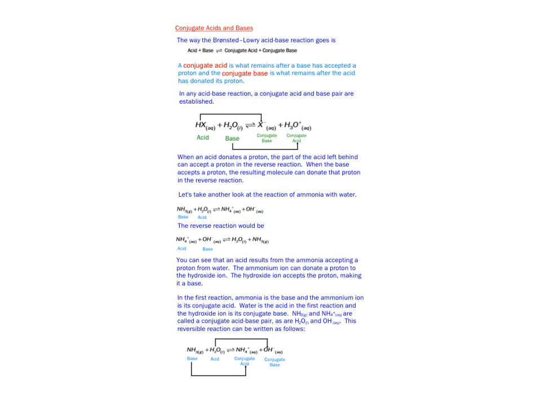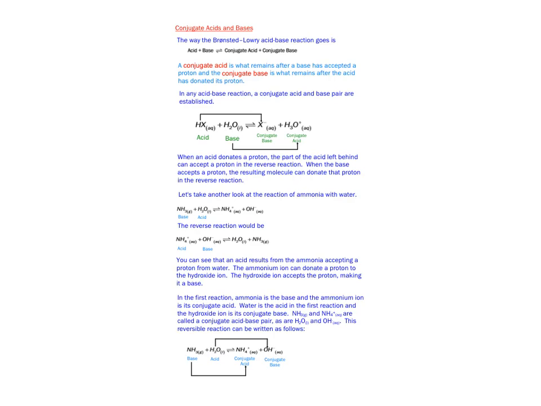So now let's talk about conjugate acids and bases. The way that a Bronsted-Lowry reaction goes, an acid plus a base gives us a conjugate acid plus a conjugate base. A conjugate acid is what remains after a base has accepted a proton, and the conjugate base is what remains after the acid has donated its proton. In any acid-base reaction, a conjugate acid and base pair are established.